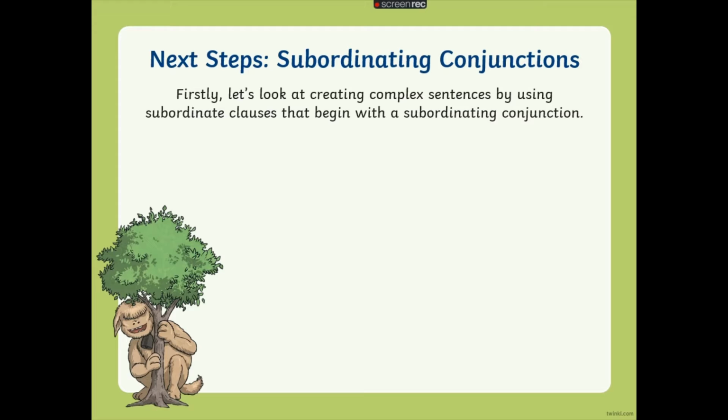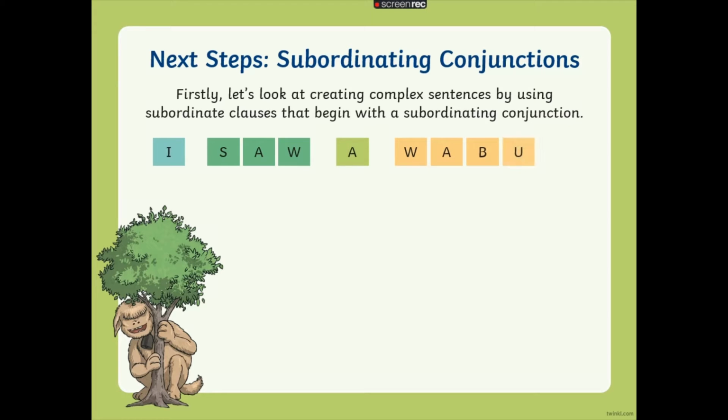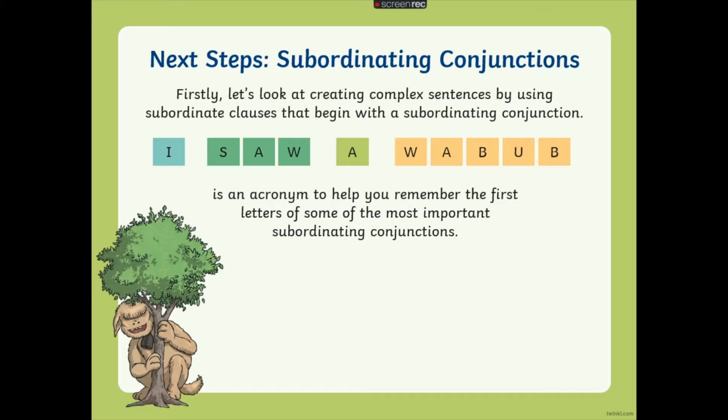Now then, let's first look at subordinating conjunctions. So, I saw a wabub. Now, that is an acronym, like fanboys for coordinating conjunctions. This is an acronym for subordinating conjunctions. And it gives us the first letter of some of the most important subordinating conjunctions. Now, there are more than this, but these are some of the most important ones.